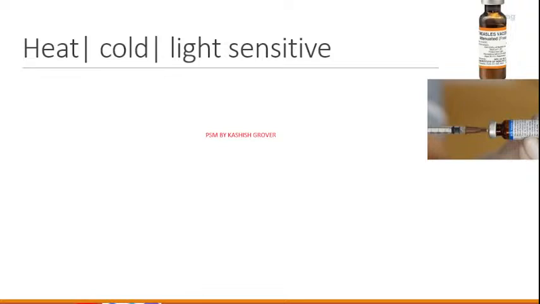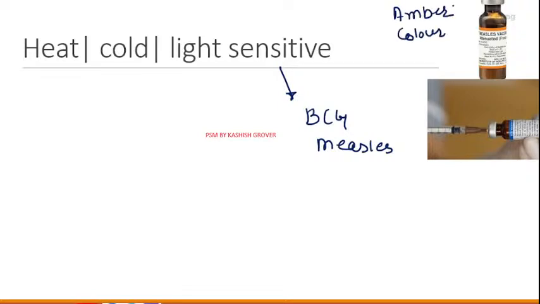Now next is, what are heat, what are cold, and what are light sensitive vaccines? So light sensitive vaccines are BCG and measles. That is why they come in an amber color bottle. Can you see the amber color bottle here? This is measles and this is BCG, right? We are giving these vaccines in amber color bottle to protect from light.